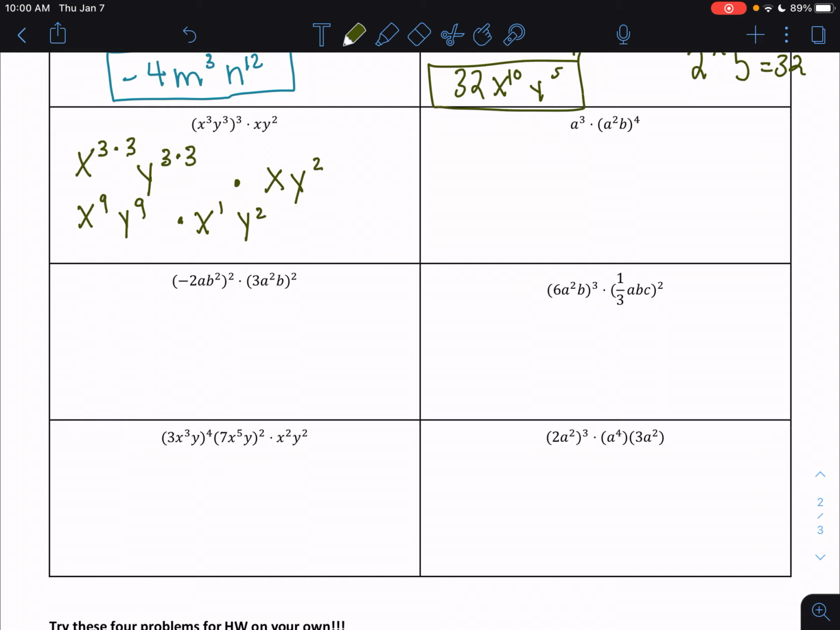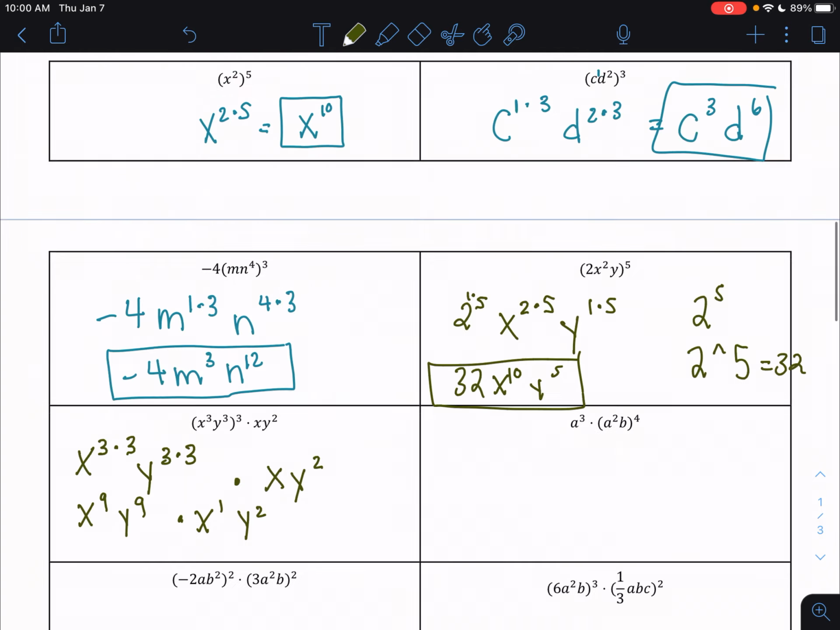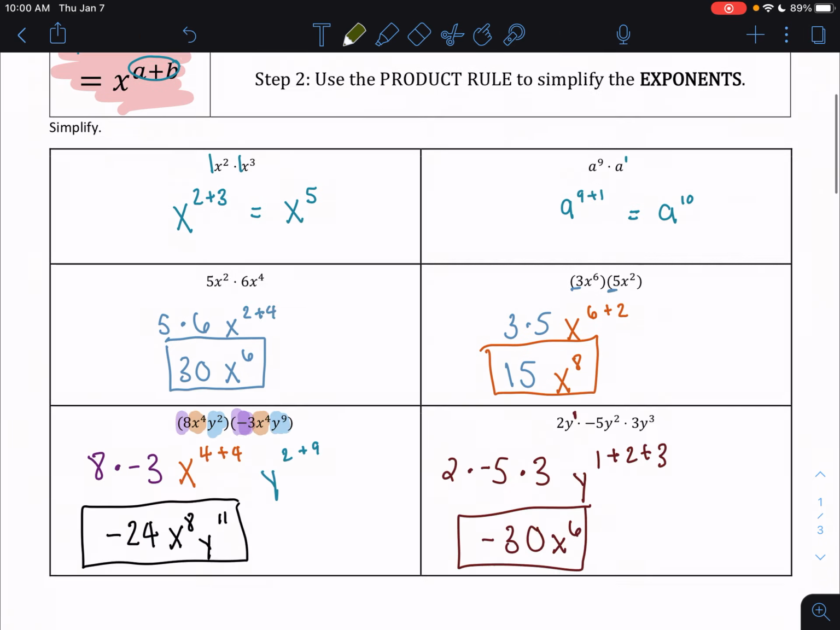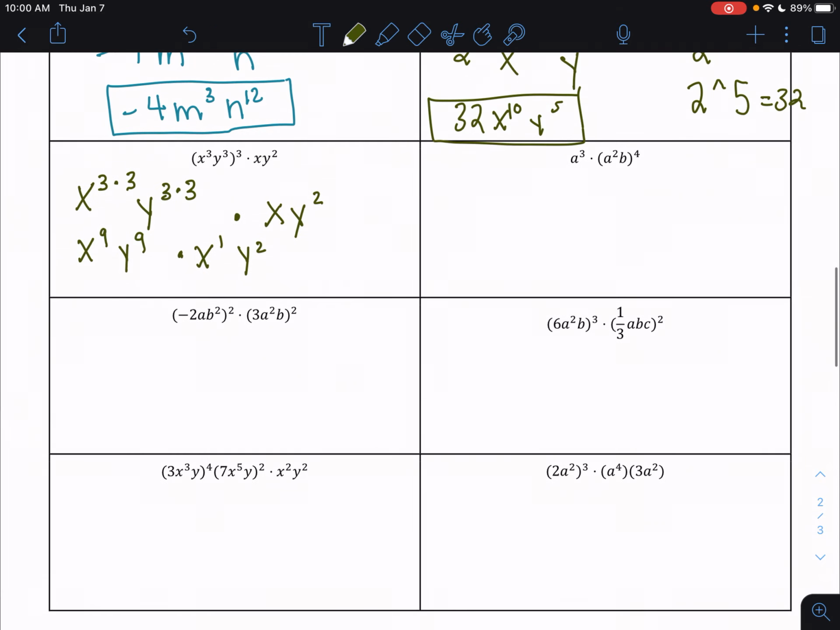Now we have x and y in both of these, right? But we're not taking a power to a power. We're going to go back and use our product rule for this one, right? Because this is a product, we're multiplying. So we would have x to the 9 plus 1 and y to the 9 plus 2 to give us x to the 10th times y to the 11th. So here we used both of the rules.